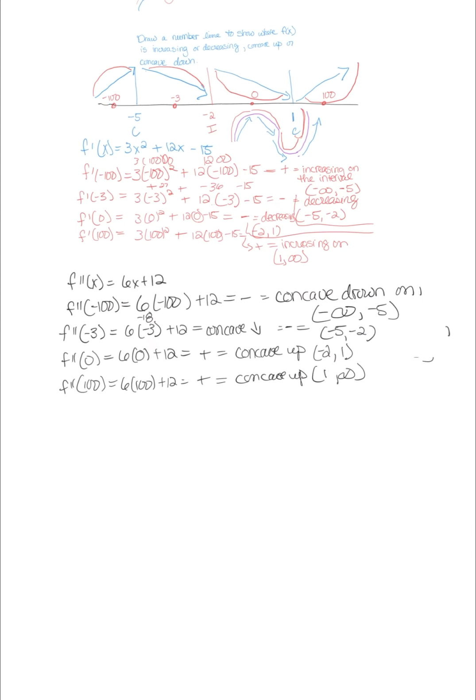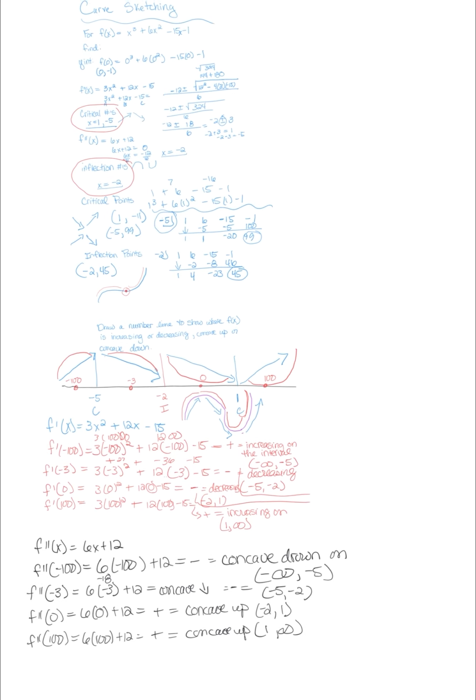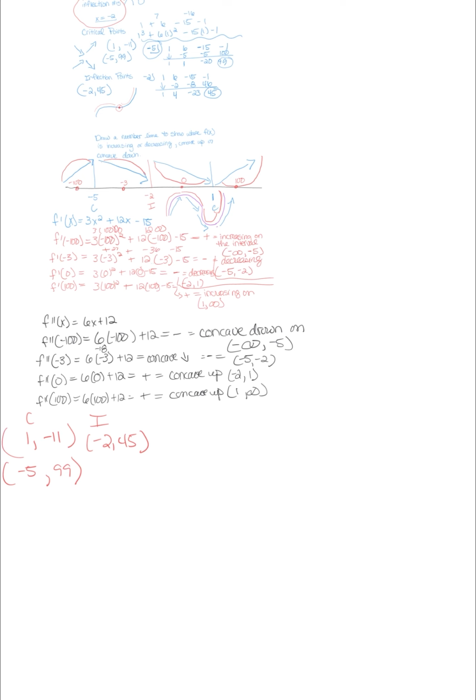All right, let me see if I can move this up. All right, so in order to graph this, we're gonna need our points, which we had as -1, -11. This was critical. And then we had -5. Oh, it wasn't -1. I just made that up. It's 1, -11. Then -5, 99. And then we have inflection points at -2, 45. And then we had a y-intercept at 0, -1.